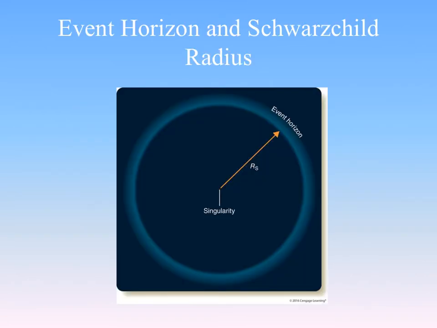So here we can see that physical boundary of the event horizon, and here would be the Schwarzschild radius, which would just be the radius from the point of the singularity out towards the edge of the event horizon. Again, this is set by mass.